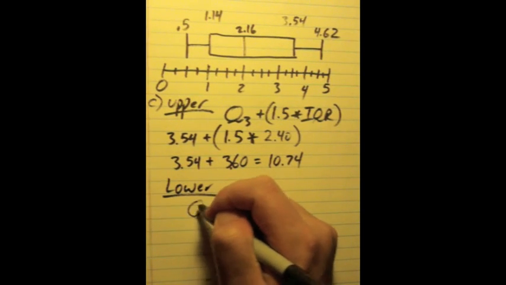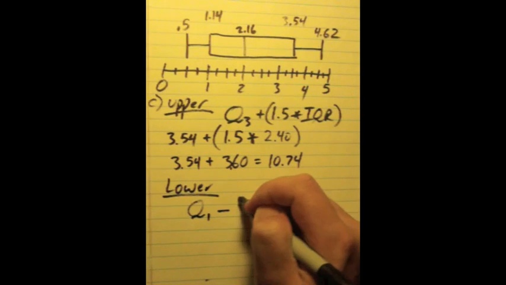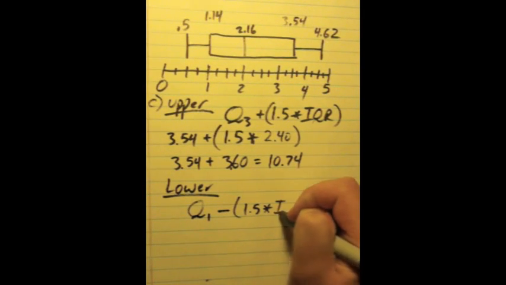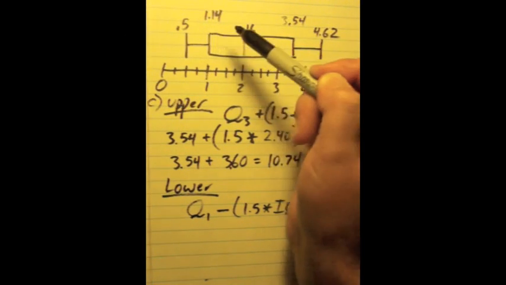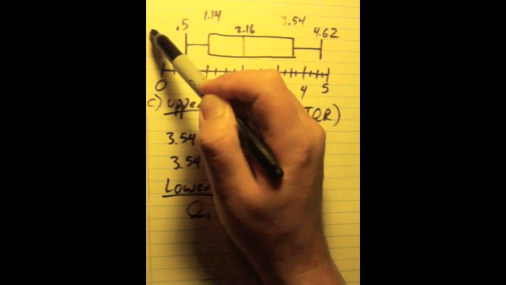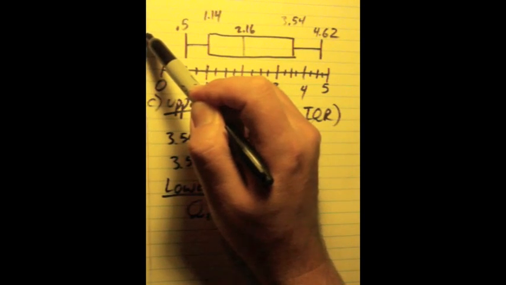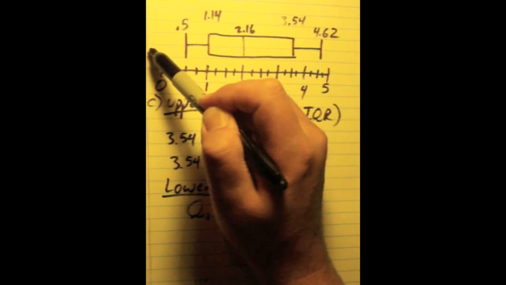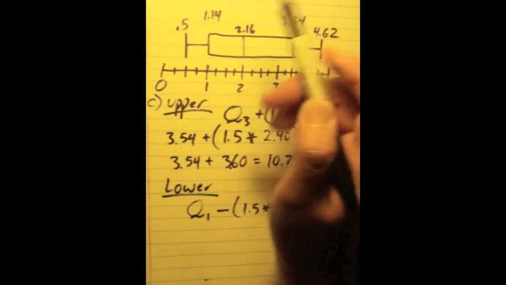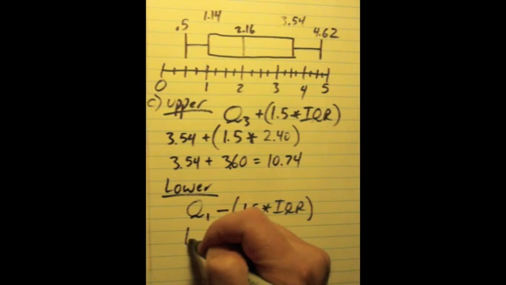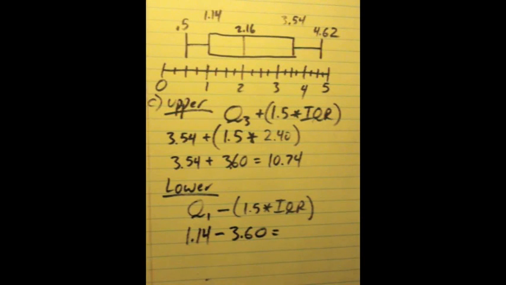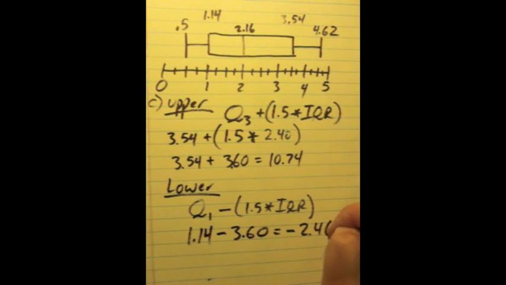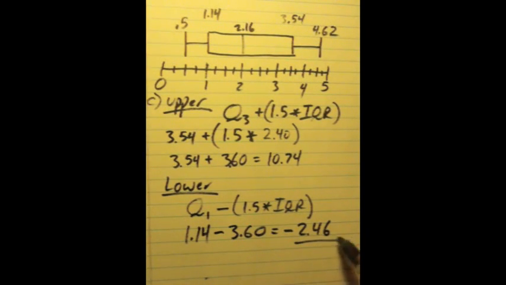This one's a little bit different because I need to take Q1 and subtract 1.5 times the IQR. So if this is quartile 1, anything $3.60 lower than that gives me the boundary for where anything beyond that is going to be an outlier. And clearly there are not any, but here's the math anyway. Quartile 1 is $1.14 minus 3.60. Do that on my calculator, and I get negative $2.46. So there are no prices lower than negative $2.46.